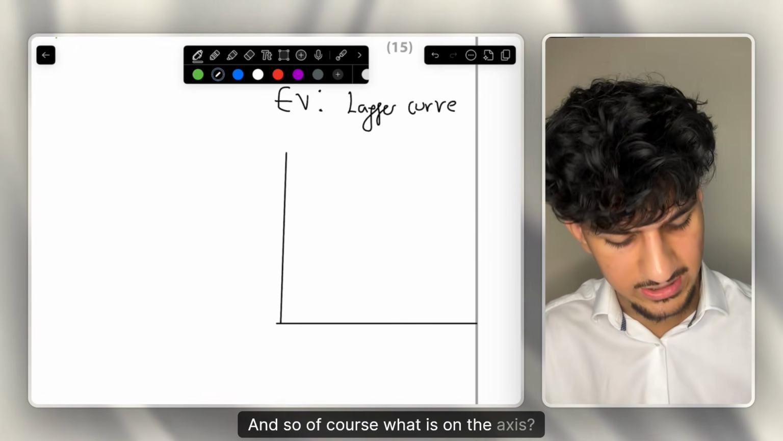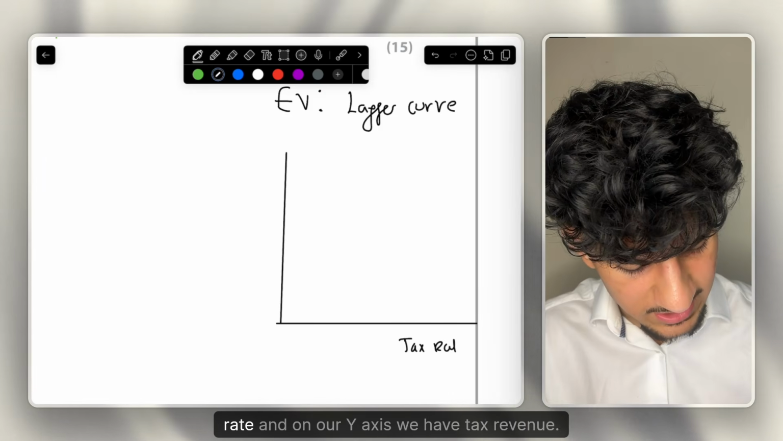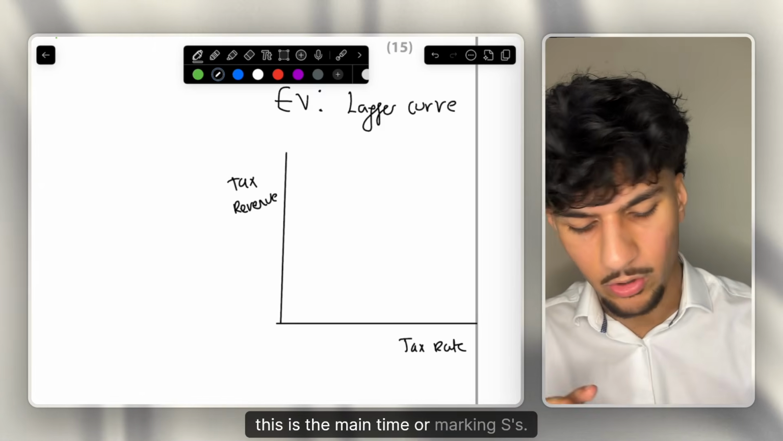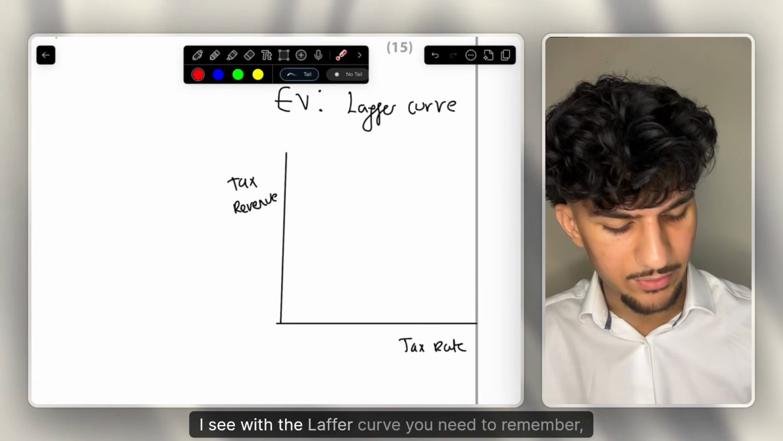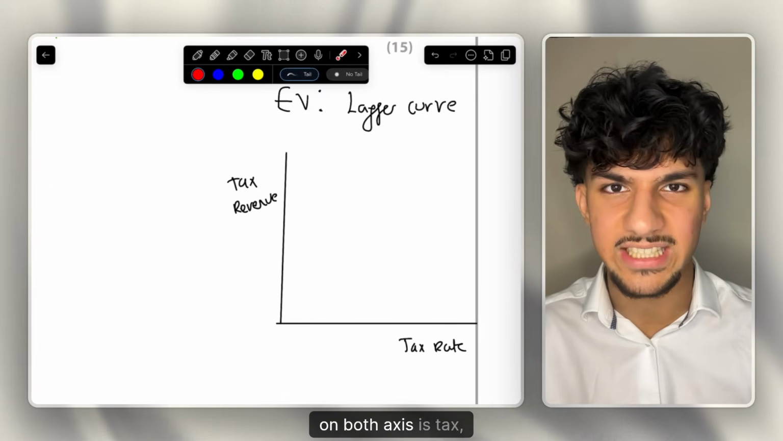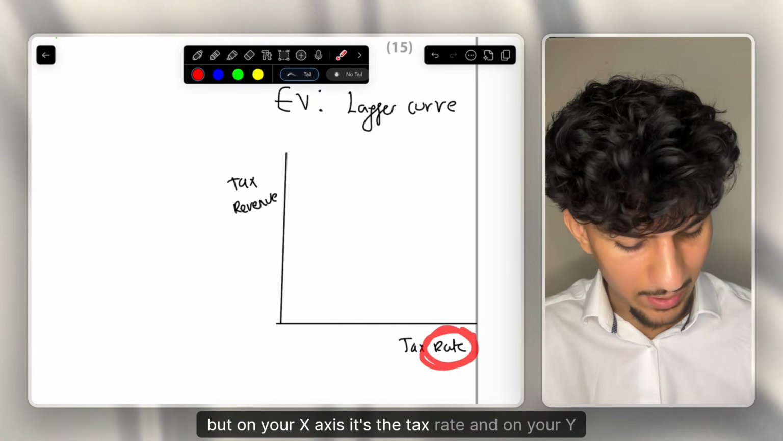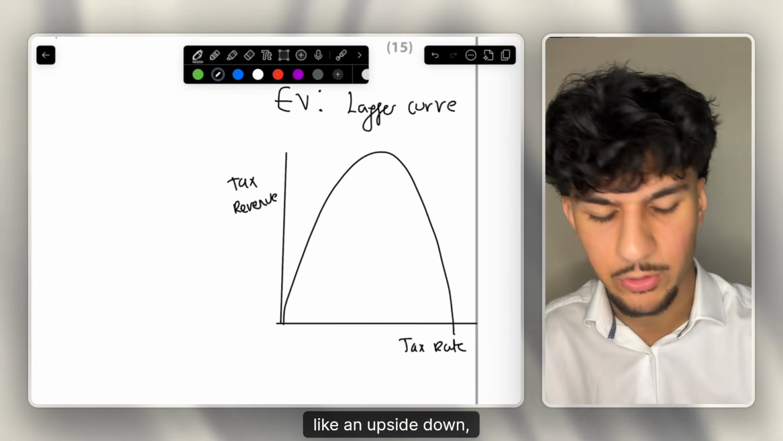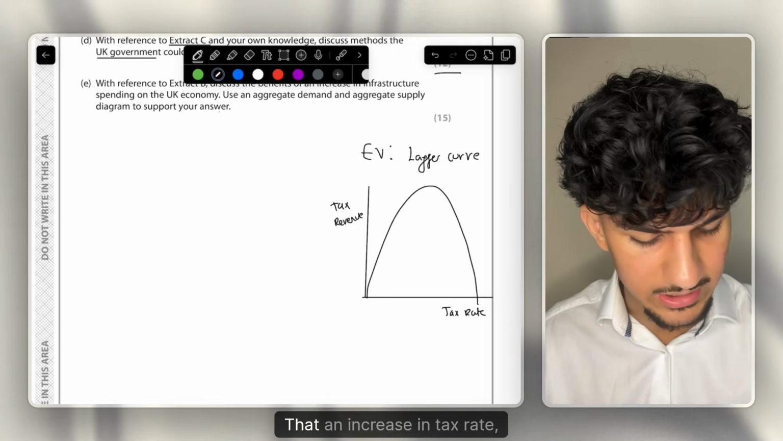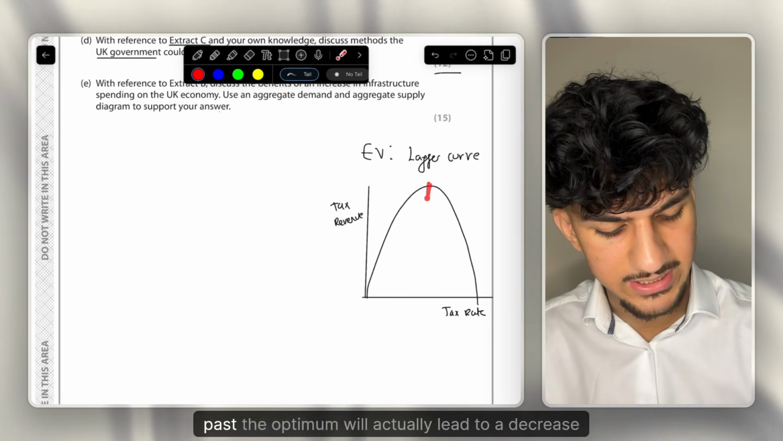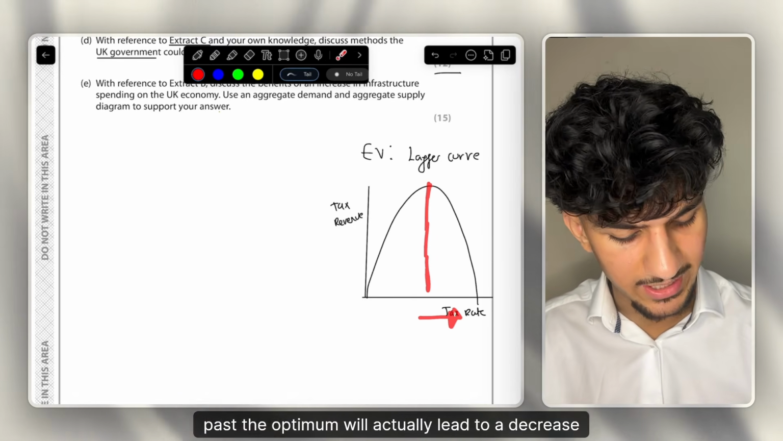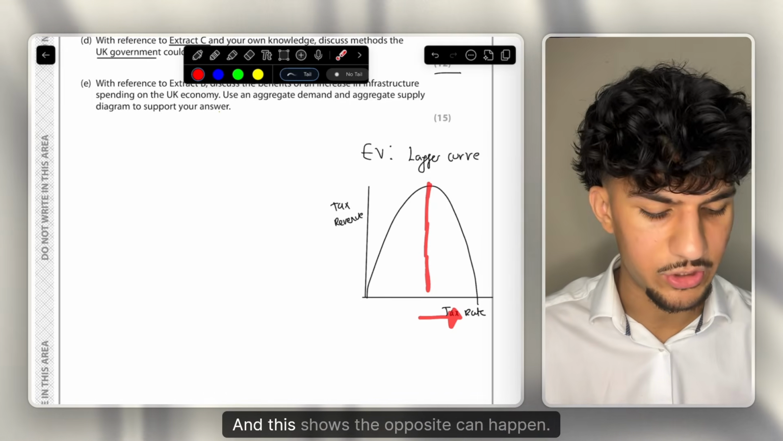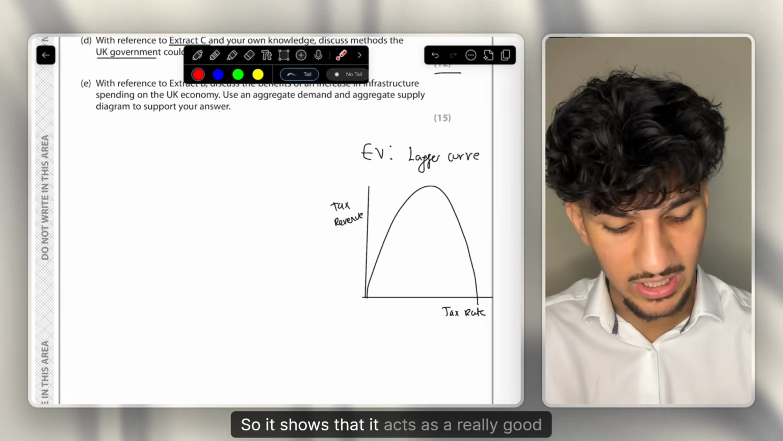And so, of course, what is on the axis? On our x-axis, we have tax rate, and on our y-axis, we have tax revenue. When I'm marking essays, this is the main mistake I see with the Laffer Curve. You need to remember, on both axes it's tax, but on your x-axis it's the tax rate, and on your y-axis is the tax revenue. And it just looks like an upside down U. The main thing the Laffer Curve shows is that an increase in tax rate past the optimum will actually lead to a decrease in tax revenue. When we're increasing tax rate, we want to increase tax revenue, and this shows the opposite can happen. So it acts as a really good evaluation point.